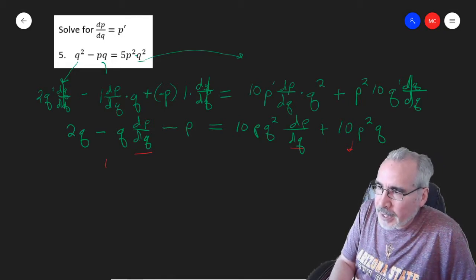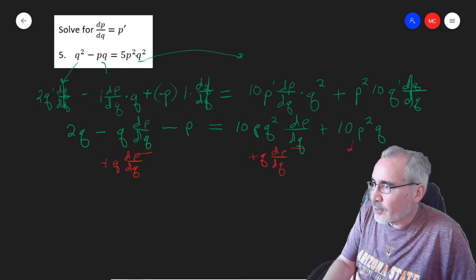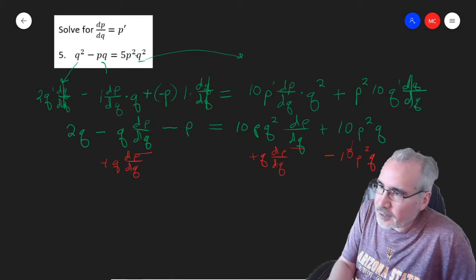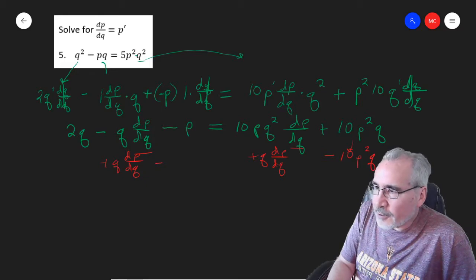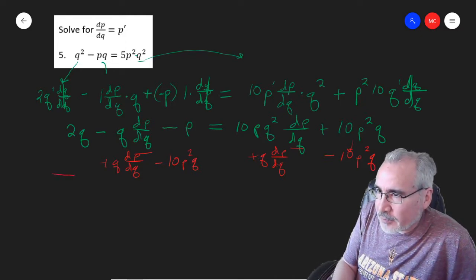So what I'm going to do is add q dp dq to both sides, and to save myself a step, just to show you we can do this, we're going to subtract 10p squared q, because it doesn't have a dp dq. So let's get it over to the other side all in one step. So notice it's the same thing being added or subtracted to both sides.